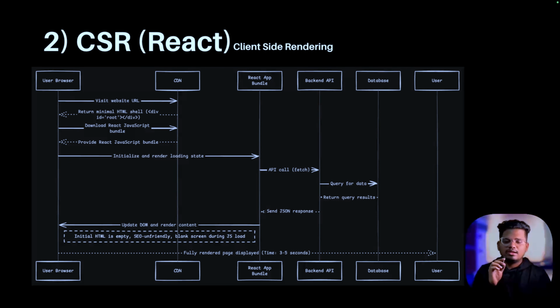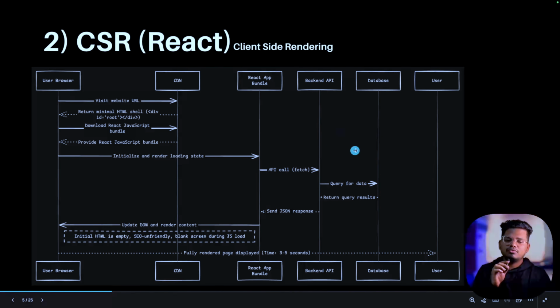Fourth, the React app makes API calls using fetch to your backend, which queries the database and sends back JSON responses. Finally, React updates the DOM and renders the actual content. The fully rendered page is displayed, and this typically takes about 3 to 5 seconds.